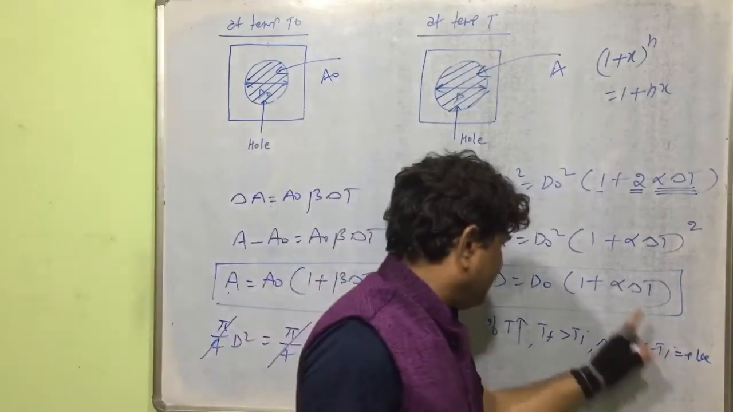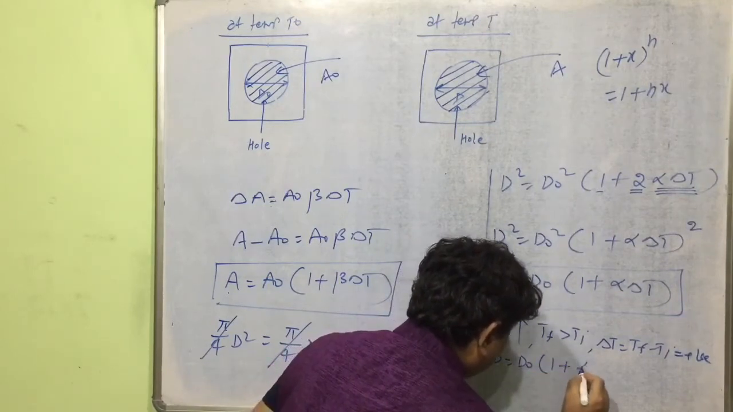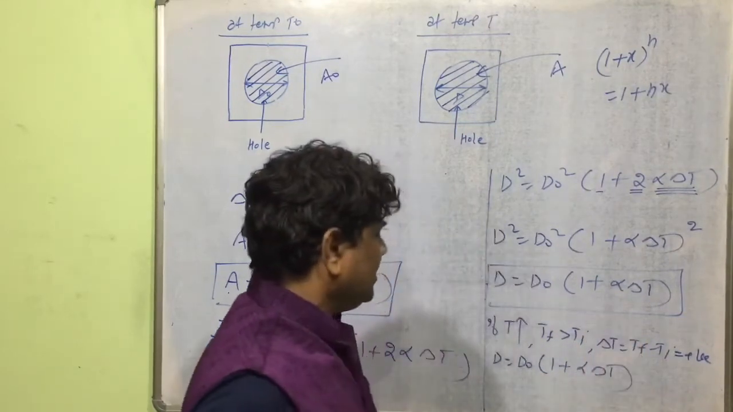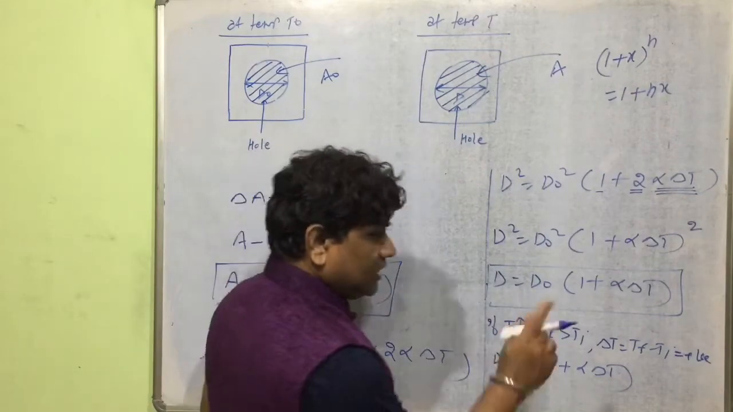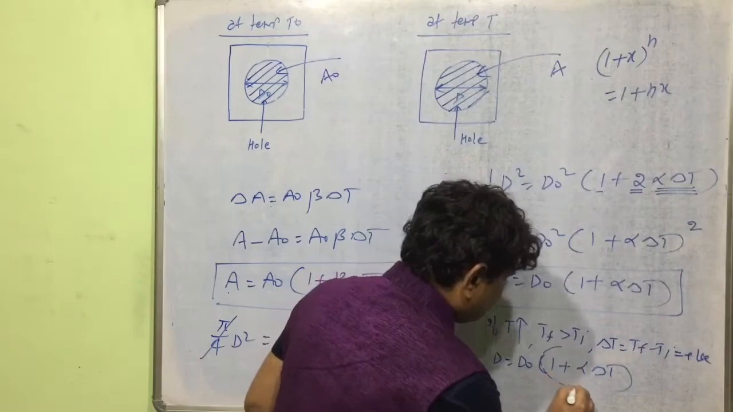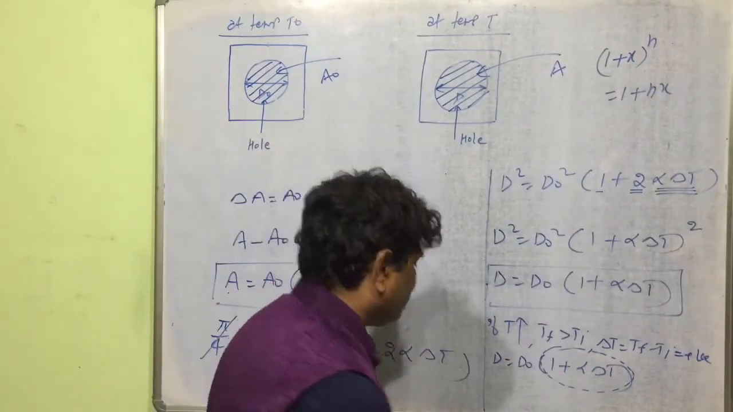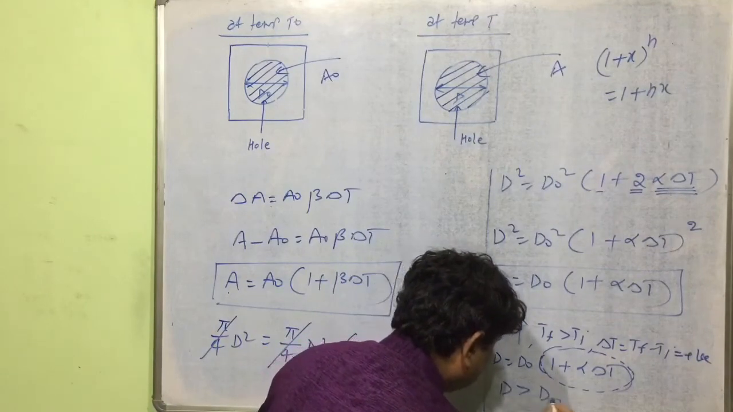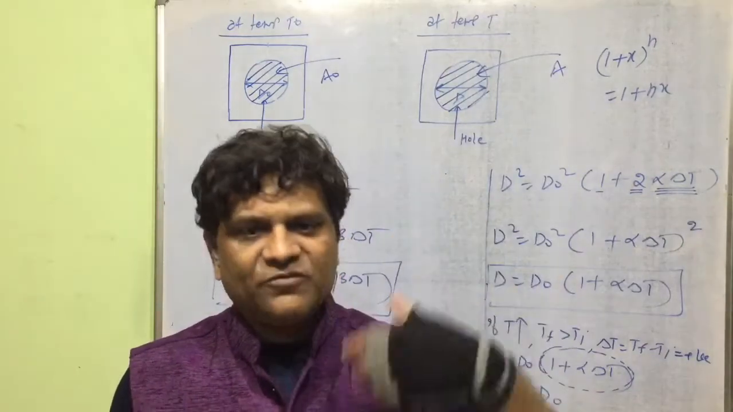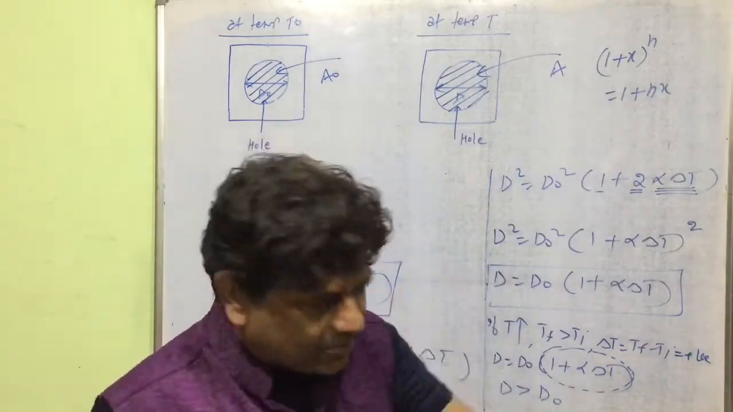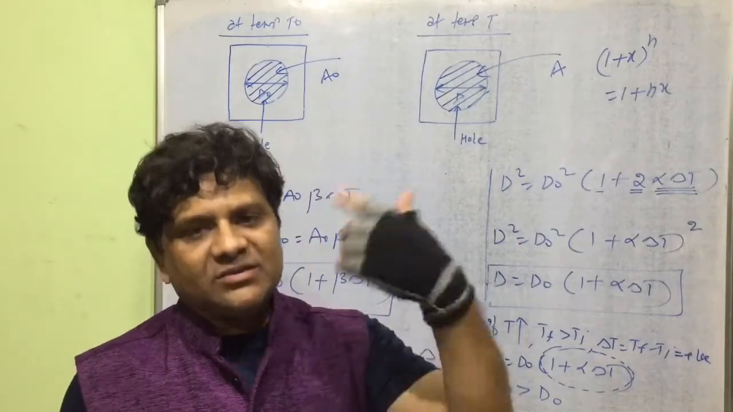Now put the value of delta T in the previous relation. D is equal to D naught into 1 plus alpha into delta T. Delta T is positive, so D is greater than D naught. From the relation it is clear that this value is more than 1. If this value is more than 1, D will be greater than D naught. So the diameter of a hole of a square plate increases if the temperature increases.